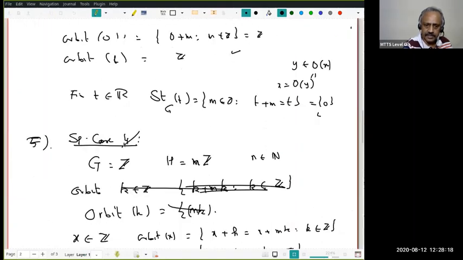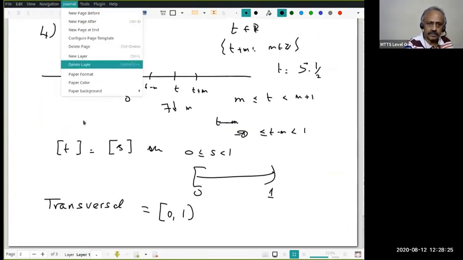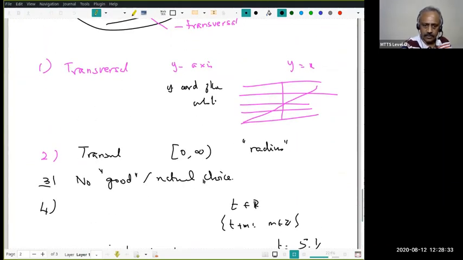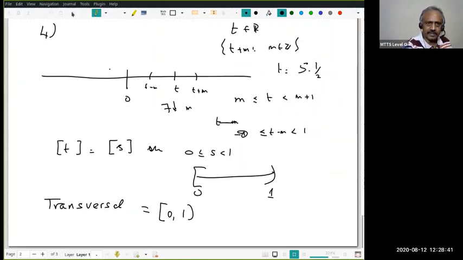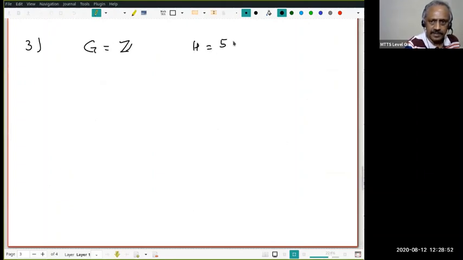This is a special case of 3. Now, we said that in the case of 3 there is no good choice, right? But if I have some more information about it, I can get a good choice. Let us look at that example: 3 revisited, where now my G is, let us say, Z, and H is 5 times Z. Just for concreteness, but it could be any natural number you take.